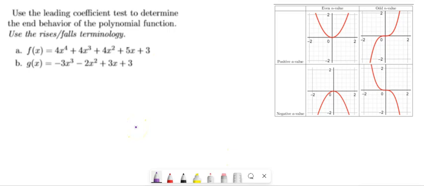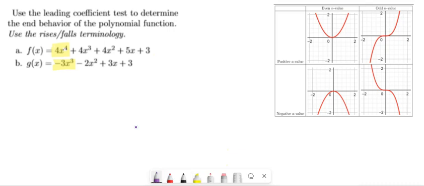Hello everyone. In this video we're going to cover the end behaviors of polynomials. So what do you need to know in order to proceed with this question? Always you need to know that the end behaviors of a polynomial function always depend on the leading term. In this case for a we have 4x to the fourth, and for b we have minus 3x cubed.